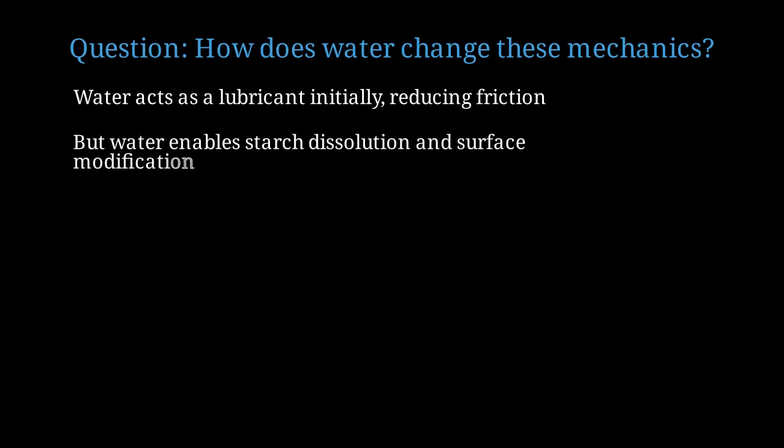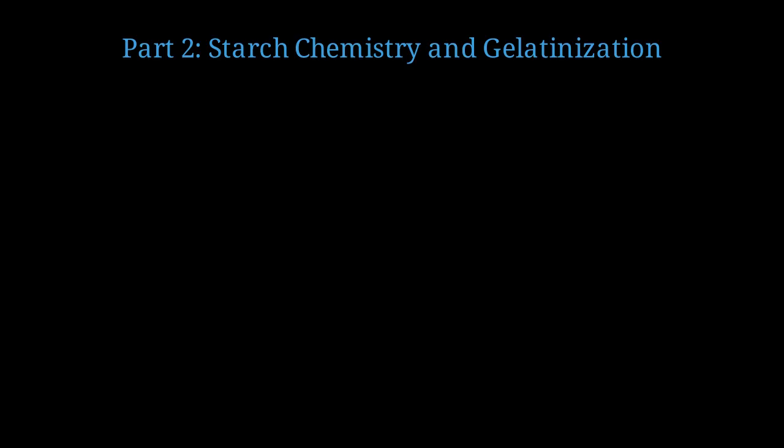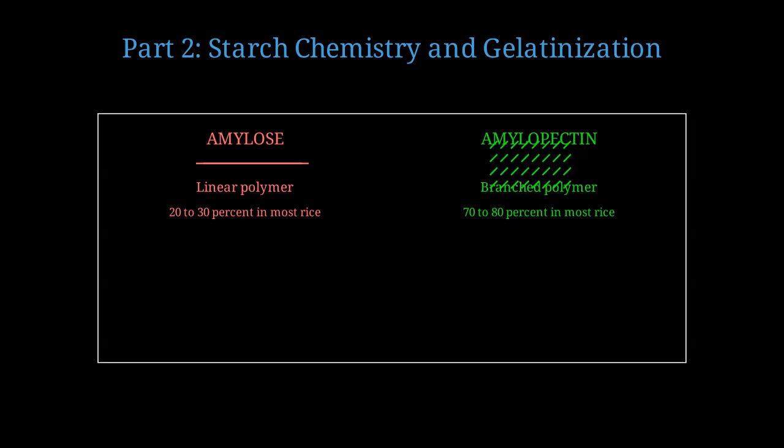However, water also enables chemical transformations. At elevated temperatures, starch molecules on the grain surface dissolve and form a viscous gel layer. This changes everything. Let's dive into the starch chemistry. Rice contains two types of starch: amylose and amylopectin. The ratio of these determines the stickiness behavior. Amylose is a linear polymer with molecular weight around 100,000 daltons. Amylopectin is highly branched with molecular weight up to 100 million daltons. Most rice contains 20 to 30% amylose and 70 to 80% amylopectin.